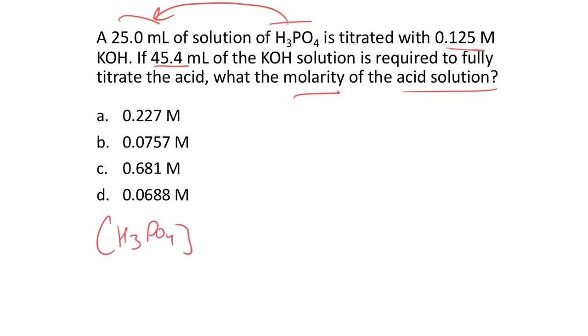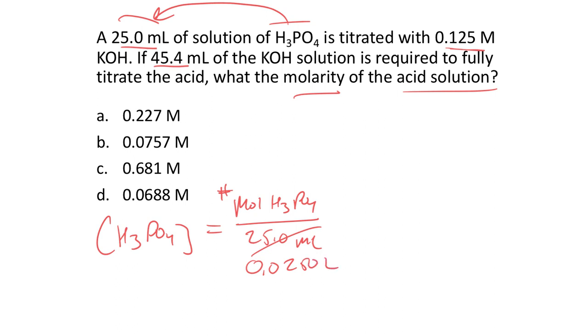So we want to know the molarity of the H3PO4 solution. What that would mean is the moles of H3PO4 that were initially present. So how many moles of H3PO4 are present in this 25.0 milliliter solution? And then let's convert that to liters. How many moles of H3PO4 are in the 0.025 liter solution to begin with is ultimately how we solve this problem.